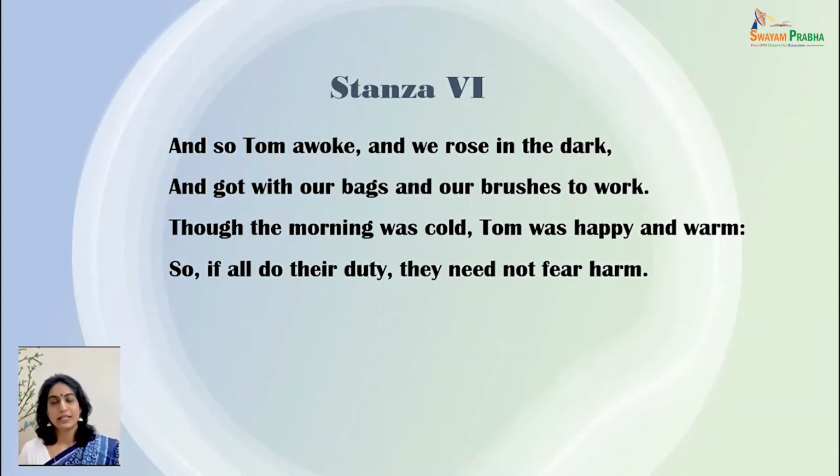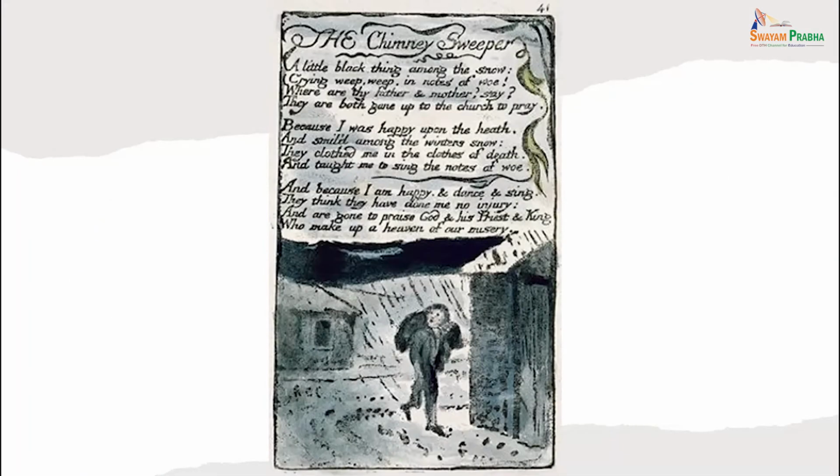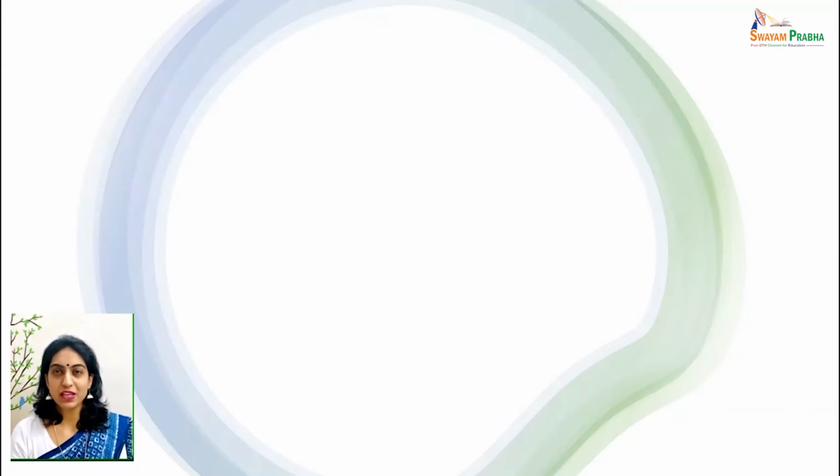And now let's proceed to the next part of the same poem, which was published in 1794 under the volume Songs of Experience. So here we have seen the engraving of this poem that was published in Songs of Experience. And now let's begin with the stanza number 1.